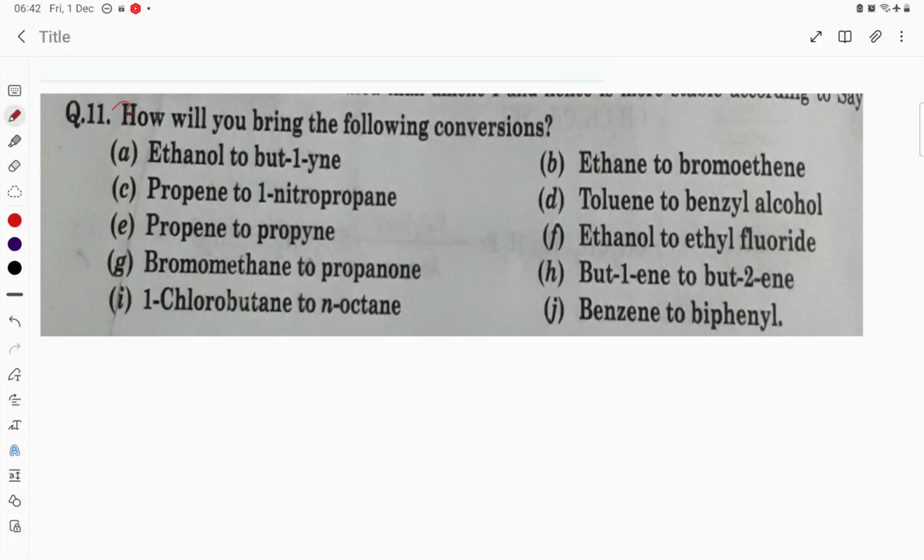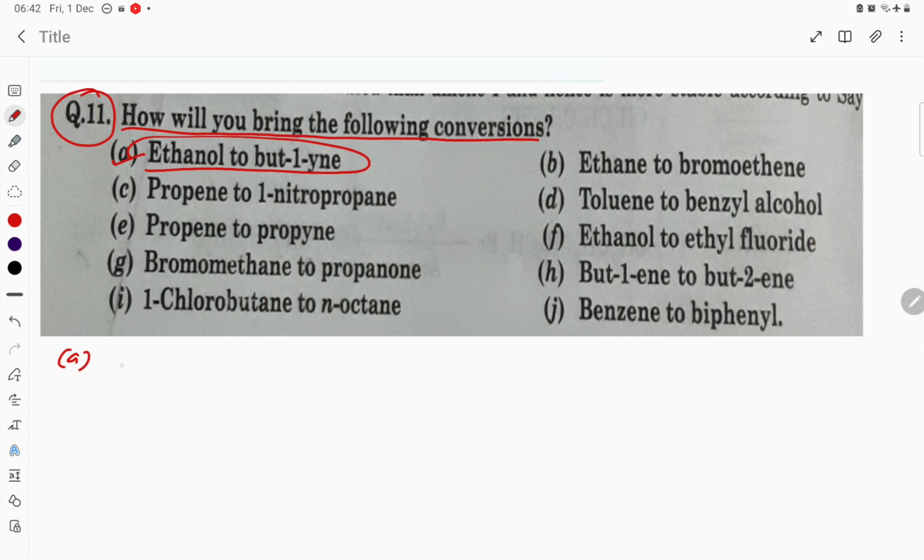Hello student, let's try to understand question number 11. How will you bring about the following conversions? They are very simple, student. The first one is ethanol to butyne. So the first one we are taking, student.